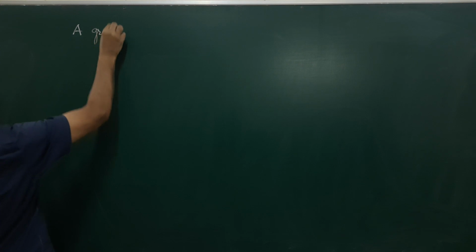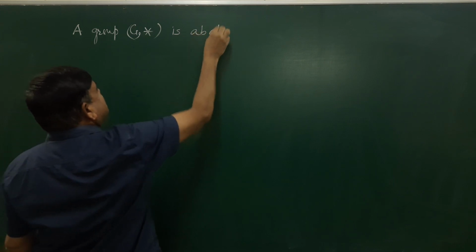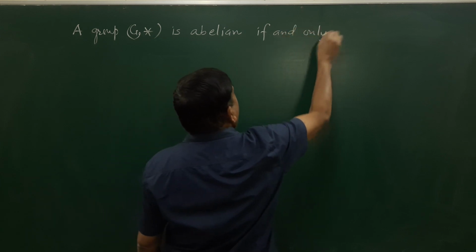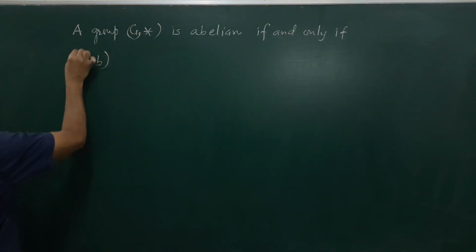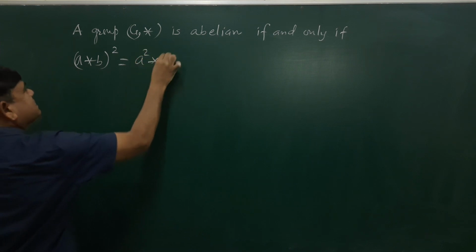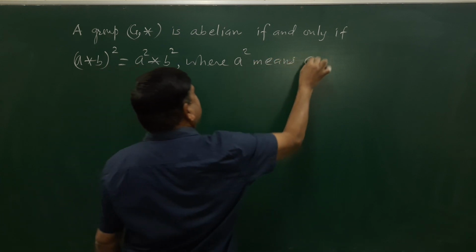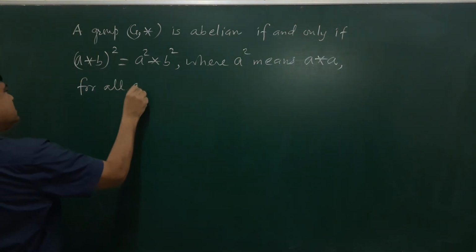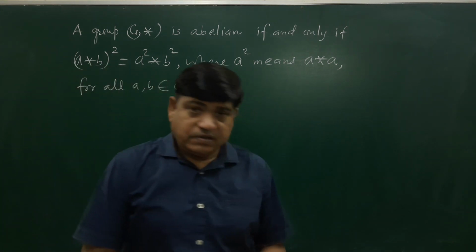Next one. A group G is abelian if and only if a squared b squared equals (ab) squared, where a squared means a composed with a, for all a, b belonging to G. This is also an important theorem.